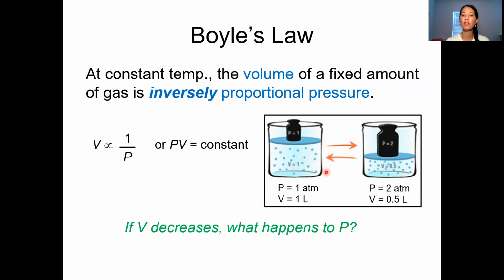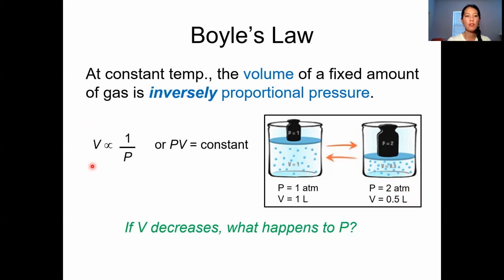That creates this pressure of 1 atm. What happens if I decrease the volume? So now look at the particles. They're not all spread out. They're now confined to a smaller space, so they're going to hit the walls of the container more, which will increase the pressure. So that's how you want to start thinking about this.